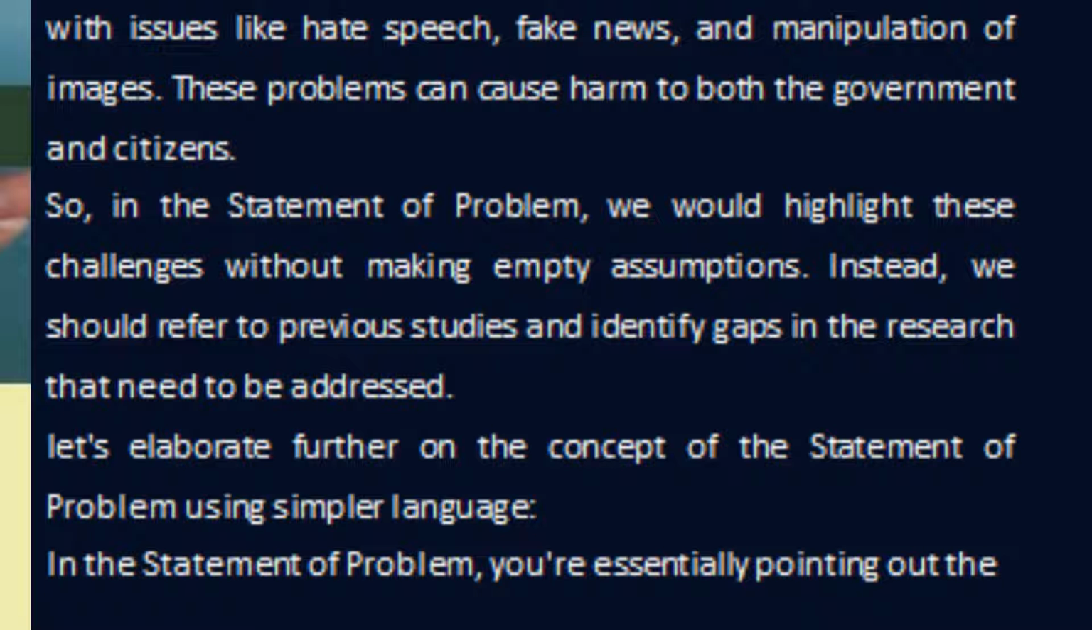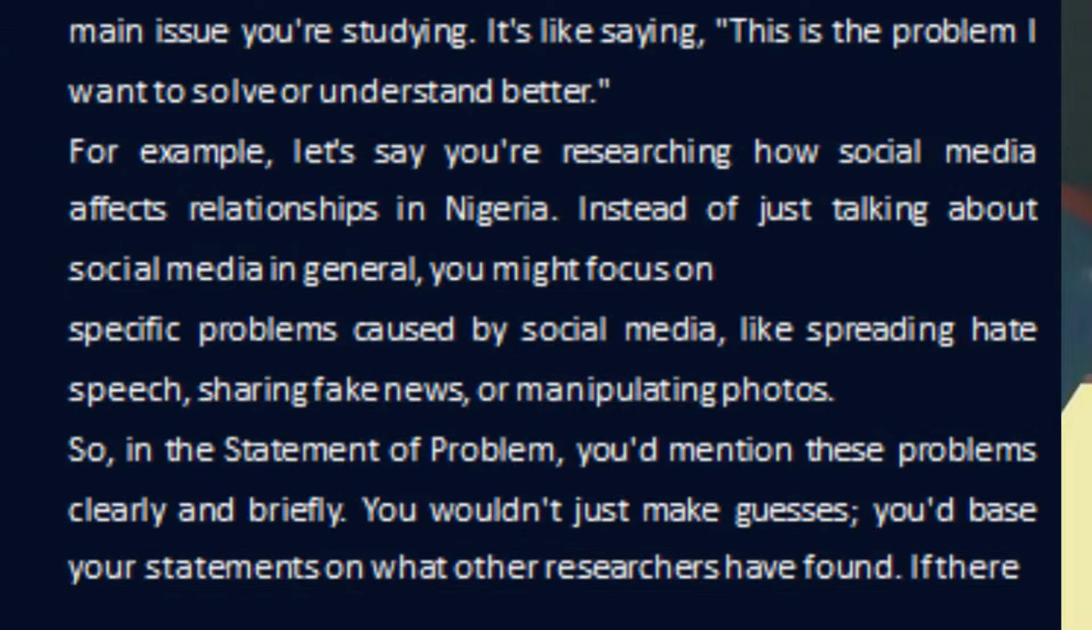Let's elaborate further on the concept of the statement of problem using simpler language. In the statement of problem, you're essentially pointing out the main issue you're studying. It's like saying, this is the problem I want to solve or understand better. For example, let's say you're researching how social media affects relationships in Nigeria. Instead of just talking about social media in general, you might focus on specific problems caused by social media, like spreading hate speech, sharing fake news, or manipulating photos.